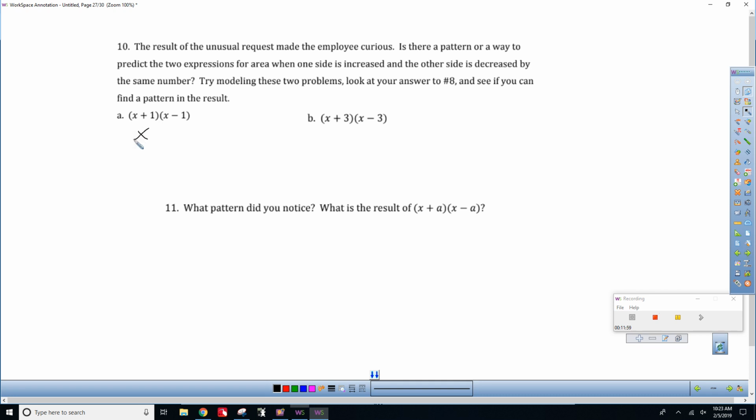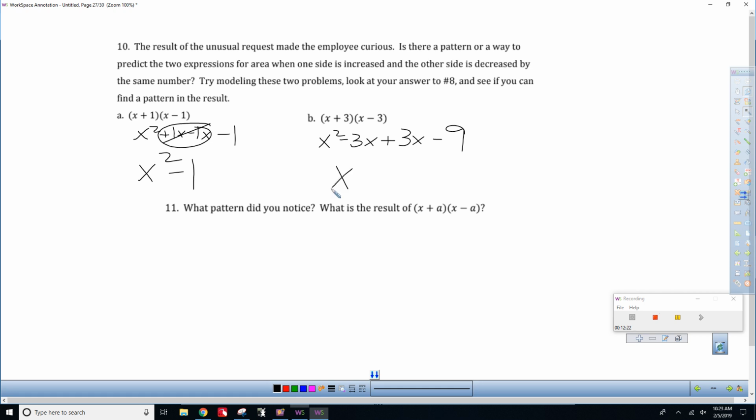x squared plus 1x, or that's minus 1x, minus 1. What is that going to be? x squared minus 1. Okay, what's this one going to be? x squared minus 3x plus 3x minus 9. What's that going to be? x squared minus 9.